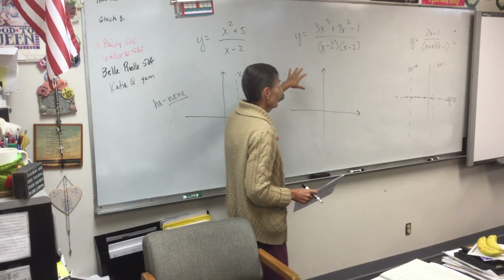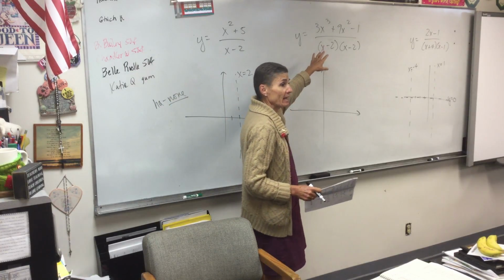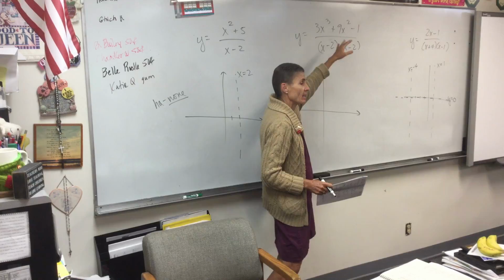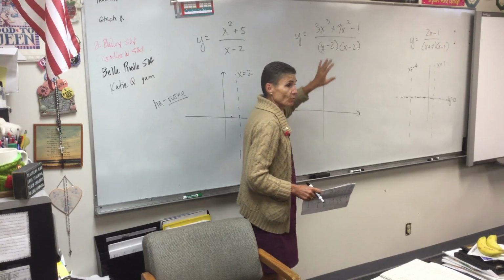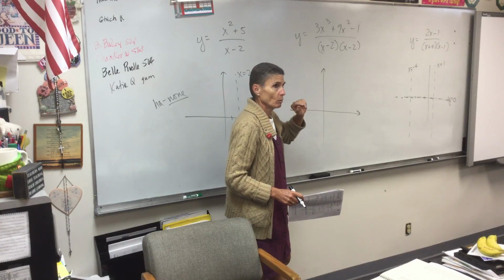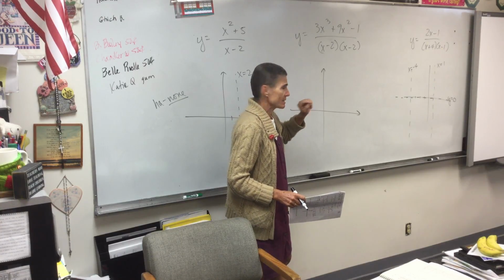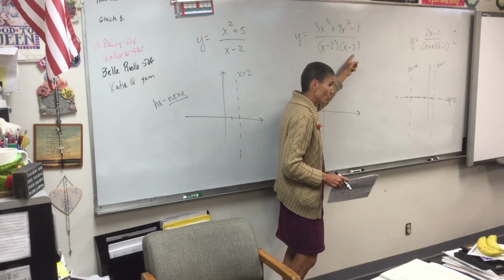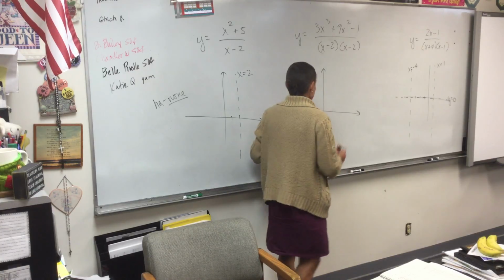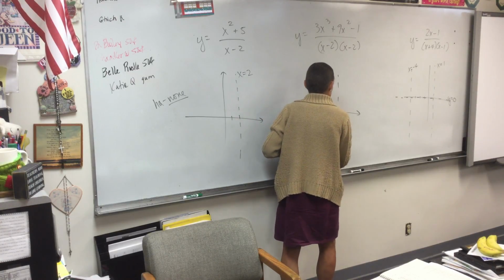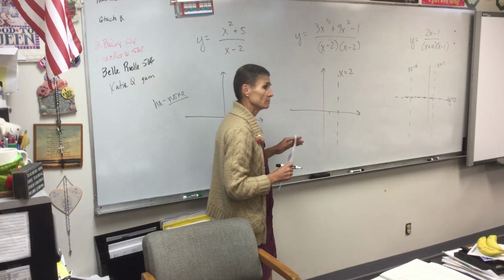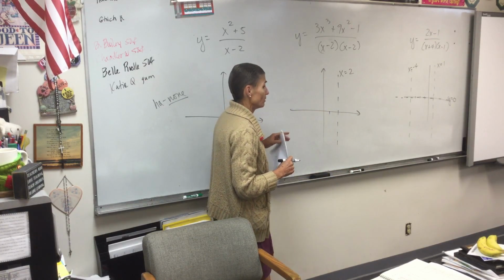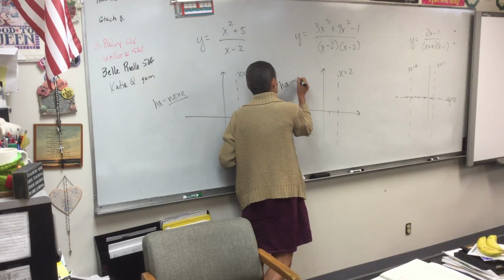And finally, this one, the top doesn't factor. I just made up some random thing up there. That doesn't factor. Don't worry about it. Does it have vertical asymptotes? No. Well, wait a minute. It does. It looks like it should have two, but it's the same one, so there's only one vertical asymptote. It's at x equals 2. How about horizontal? None.